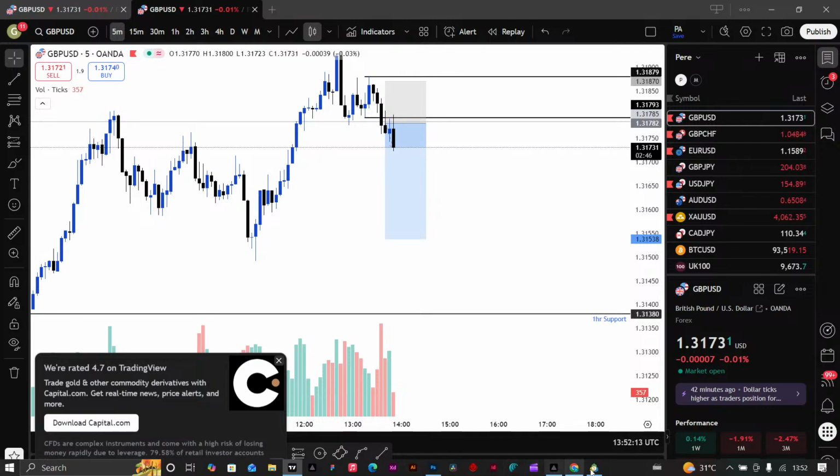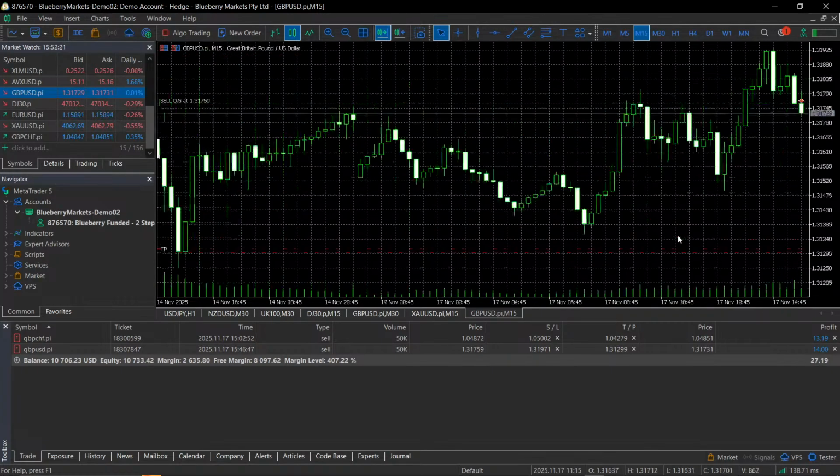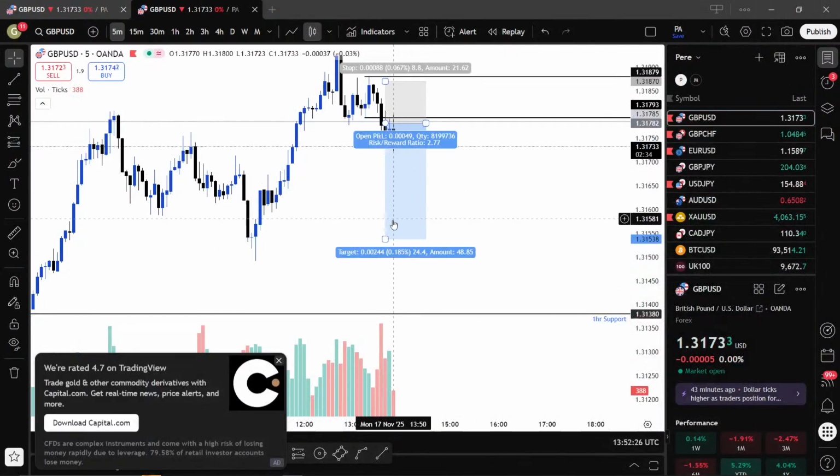Let me go back to my MetaTrader. You can see I'm up a bit on the trade, even though it's nothing yet, considering what we are actually targeting. So we are waiting for it to sell down here.